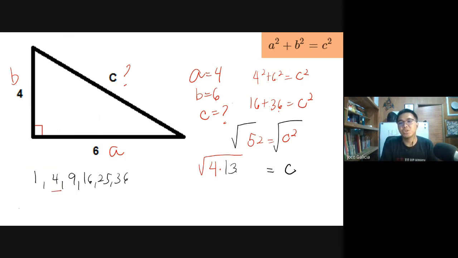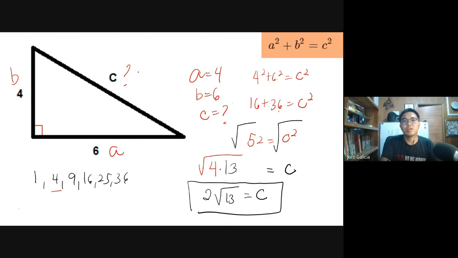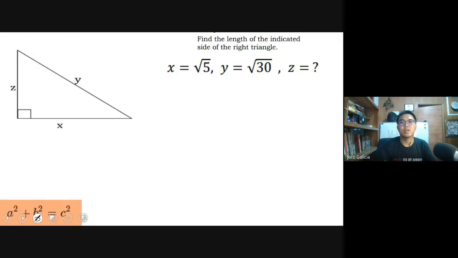So, 4 times 13 ay equal sa 52 class. Going back, since si 4 ay isang perfect square, ang square root of 4 natin ay 2. Then, iwan si 13 is equal to c. So, therefore, ang measurement ng c natin ay 2 square root of 13. Or pwede nyo na lang itong i-calculator what is 2 square root of 13. Alright? Punta tayo dito. So, medyo pinahirapan natin ng kaunti.